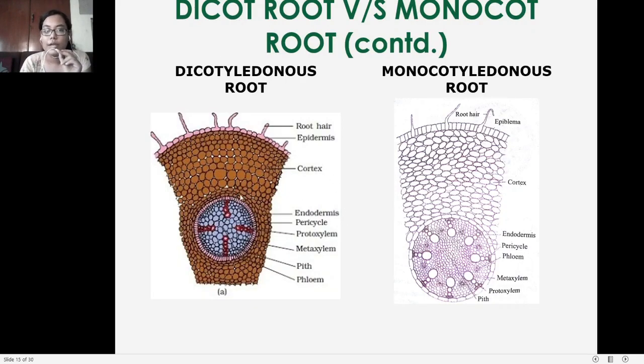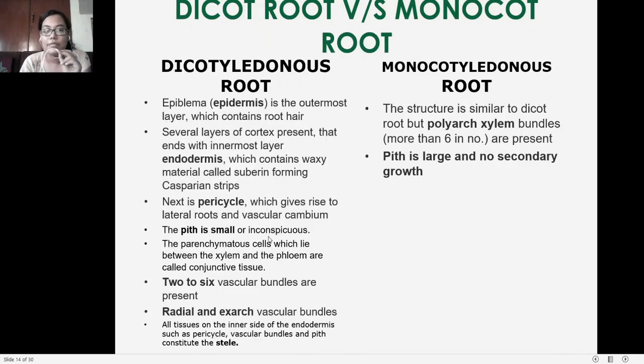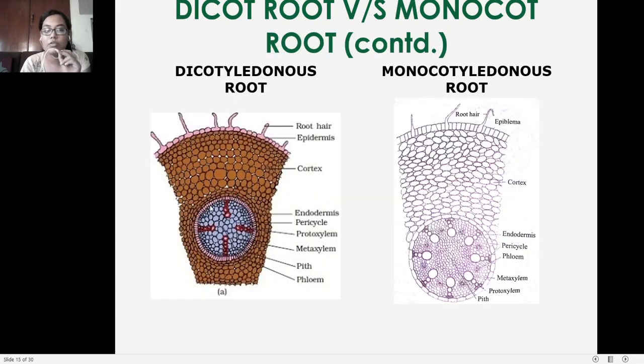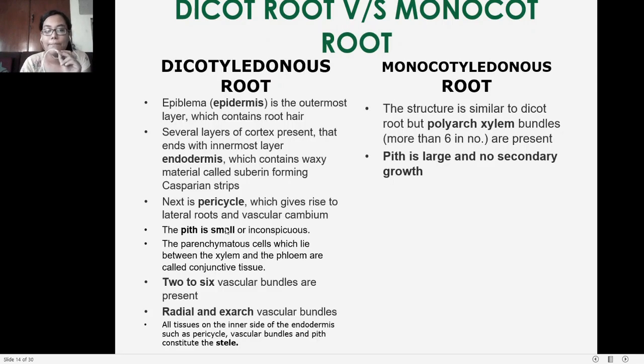So we know that lateral roots are the roots which start from the main taproot system. So from this pericycle layer the lateral root starts. Okay, next, the pith is very small or inconspicuous. As you can see in the vascular bundle, the pith is very small, or it may be absent also in few cases. Now the vascular bundles are 2 to 6 in number only.